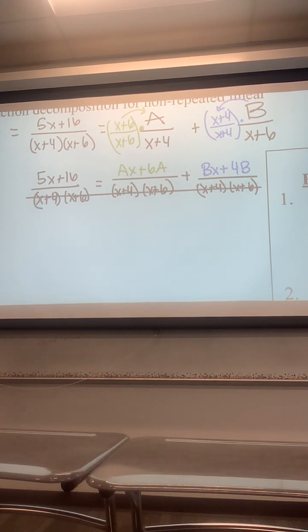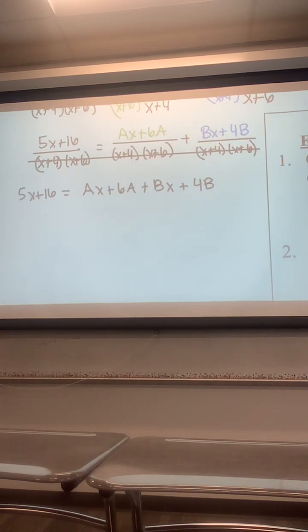We can ditch our denominator and just say 5x plus 16 is equal to ax plus 6a plus bx plus 4b. Are we okay with that? Okay. So now what we need to do is find our like terms and compare them. I'm going to find anything with an x first, and I'm just going to highlight it for a second. That has an x, that has an x, and that has an x. Yeah?